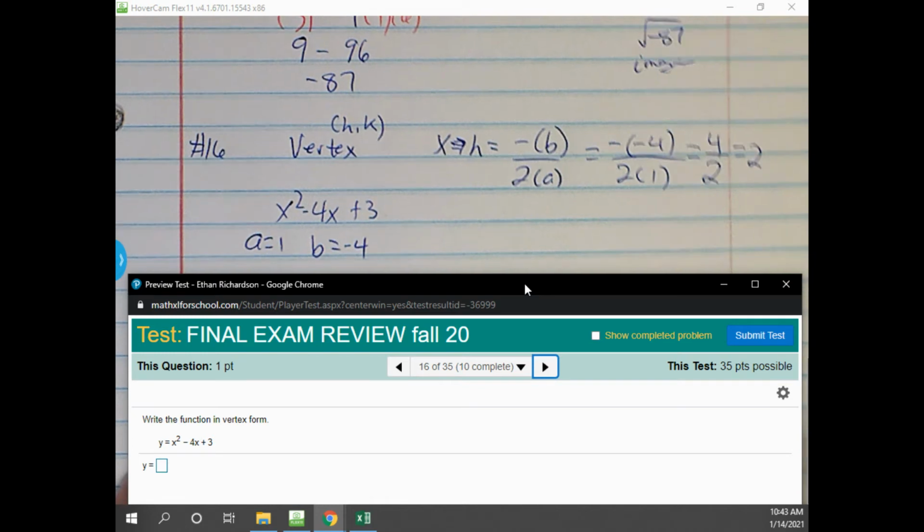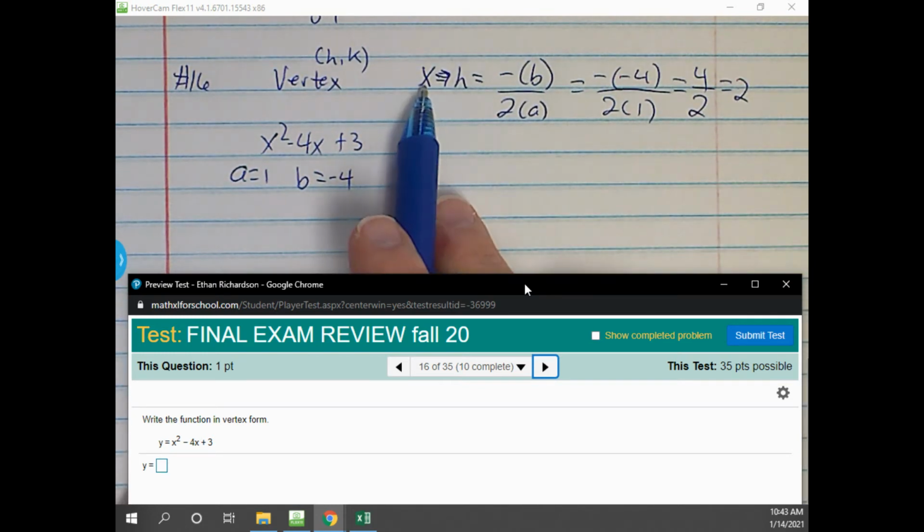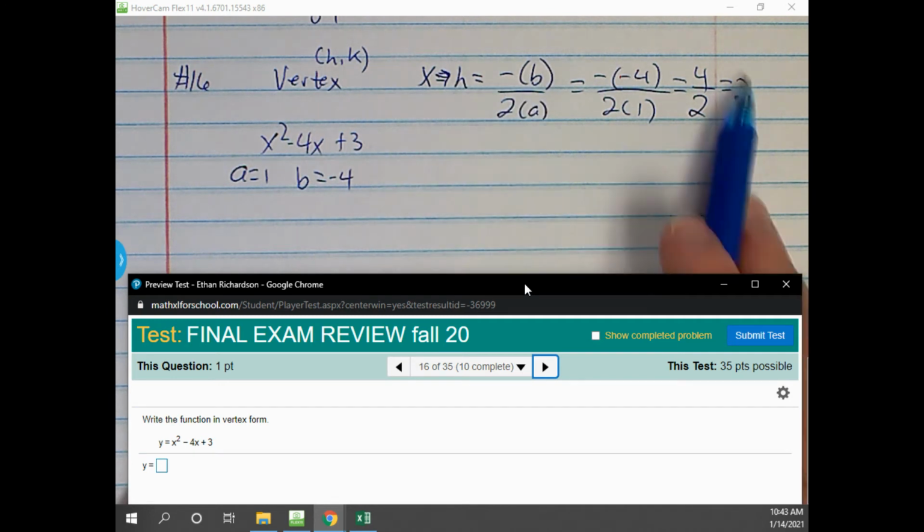Okay, so vertex, when we talk about the vertex, that's the h and the k. So the h value, which really is like the x value, is the negative of b over 2a. So this one comes out to be 2.